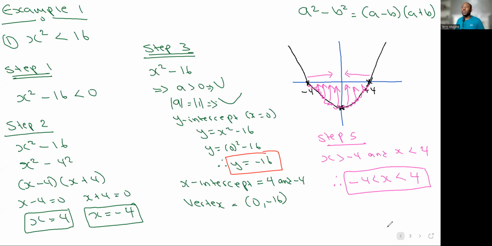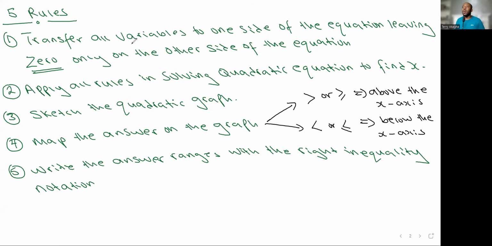Okay, let's just do example 2. Let's say we have x squared is greater than or equal to minus 6x minus 9, and you are told to solve for this. So step 1, I told you that you need to transfer all the variables to one side of the equation, leaving 0 only on the other side.